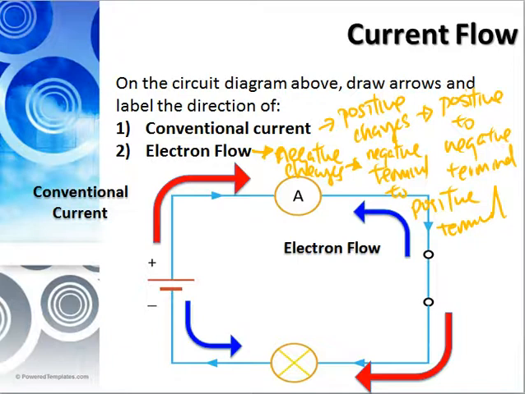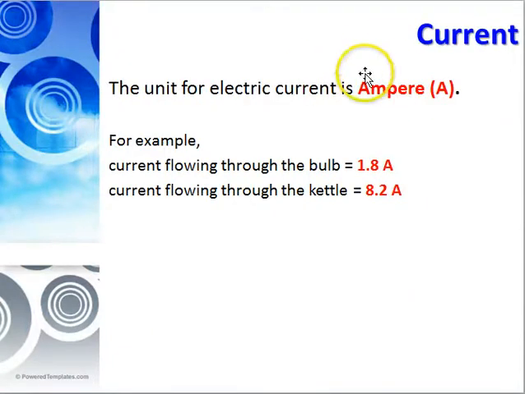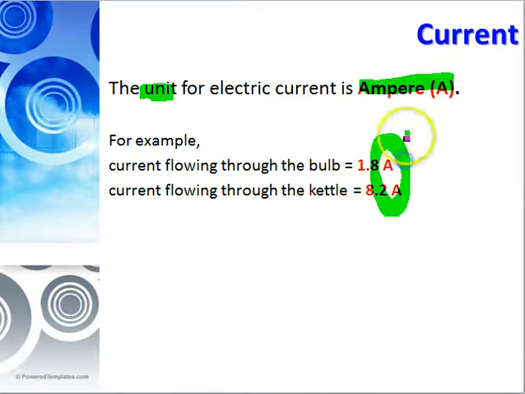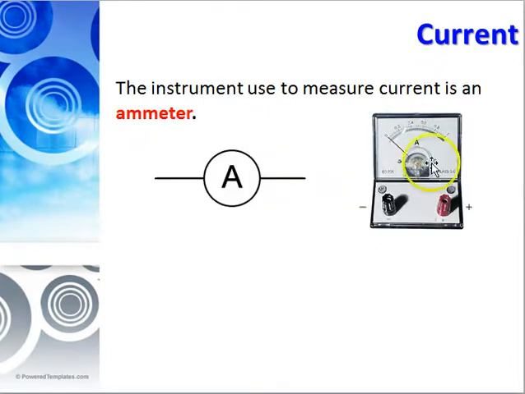Now let's go specifically into the other things about current. The unit for current is ampere. So we say that the current flowing through a light bulb may be 1.8 ampere, and the current flowing through a kettle, 8.2 ampere. Take note, the unit is denoted by a capital A. Then how do we measure current? We use this instrument called the ammeter. Most of you have done a bit of practical using it, so you should be quite familiar with it.